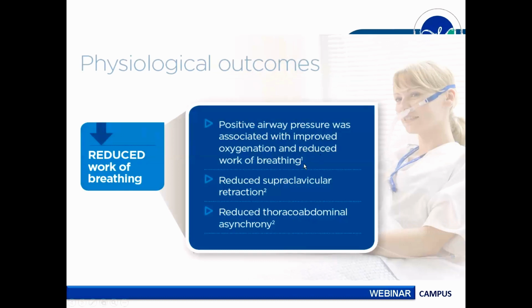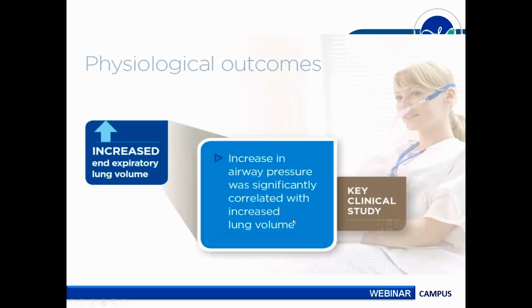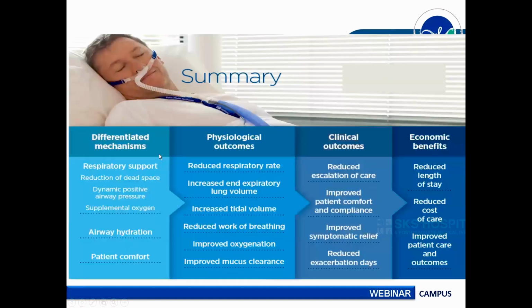And you can reduce the work of breathing because of positive airway pressure, which is associated with improved oxygenation, reduced work of breathing, reduced supraclavicular retraction, and reduced thoracoabdominal asynchrony, which we have already described. It can also increase end expiratory lung volume, because the increase in airway pressure was significantly correlated with increase in lung volume. So to summarize, there are different mechanisms: respiratory support, reduction in the dead space, dynamic positive airway pressure, supplemental oxygenation, airway hydration and patient comfort.